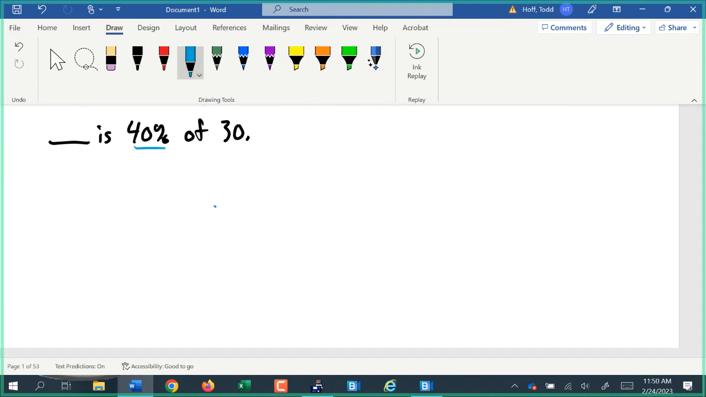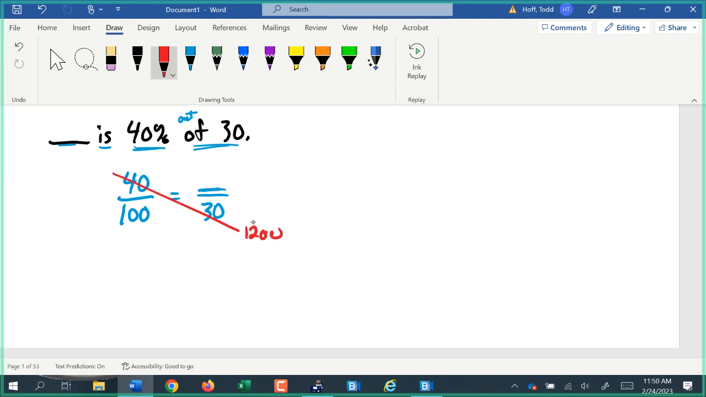We started with the percent. 40% was 40 out of 100. Equals, on the other side, we have to match things up. Blank is 40% implies that blank matches up with the 40. Of 30, if you read that as out of 30, implies the 30 has to go on bottom. And then we solve this. Since the missing piece does take up one full quadrant of our proportion, we can just cross multiply and divide. 40 times 30 is 1,200, divided by 100 gives us 12.